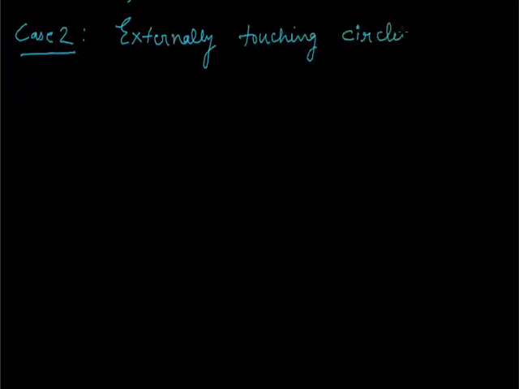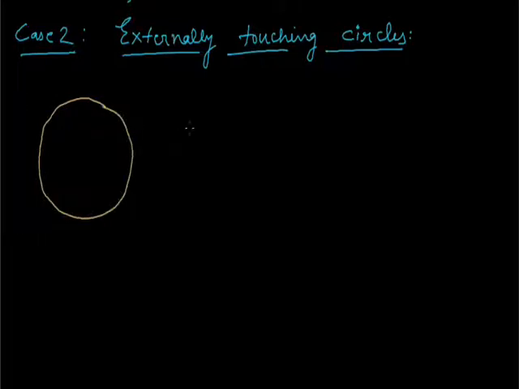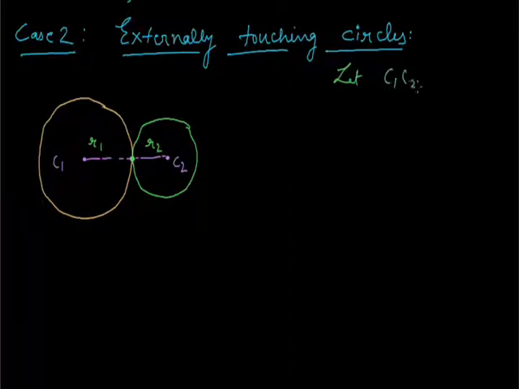Now let us discuss the next case. Case 2 is when the circles are externally touching. The scenario will be like this. Suppose this is the first circle, then the other circle will be like this. Both the circles are touching at this point. Suppose the center of the first circle is C1 and the center of the second circle is C2. Let us join C1 with C2. Now the radius of the first circle is R1 and the radius of the second circle is R2. Let's say the distance between C1 and C2 is D.